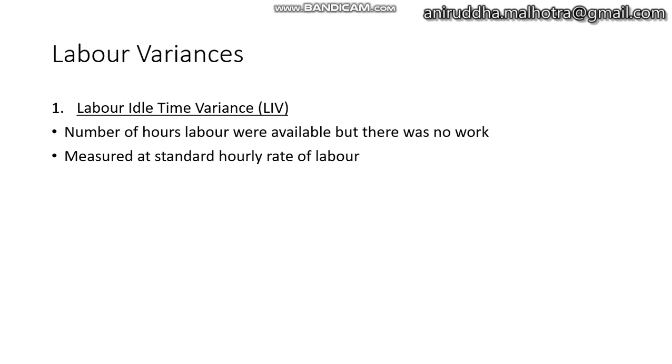The first one, labor idle time variance, is the simplest variance that can be there. Idle time means your labor was available to work, but you didn't have any work for them, so they were sitting idle. This is not the labor's fault. That is why, even though they're sitting idle, you have to pay them. And because of that, any idle time variance will always be adverse because you're paying your labor, but they are not working. So this is quite a simple one. It is simply your idle time into your standard rate or standard hourly rate that you pay your labor.